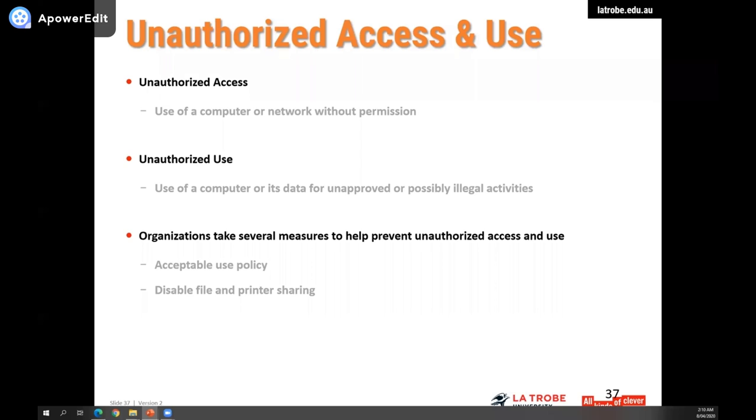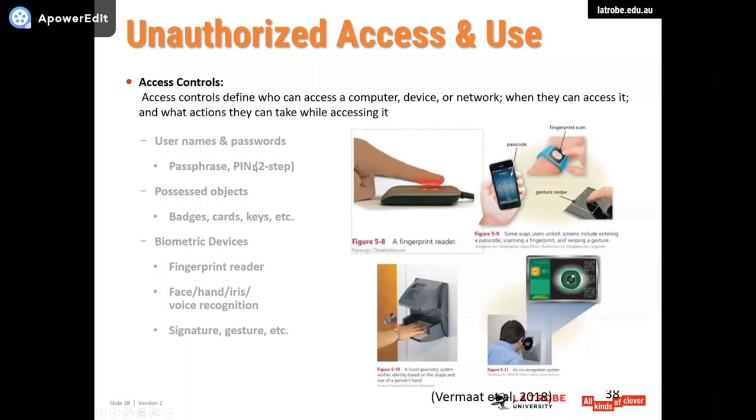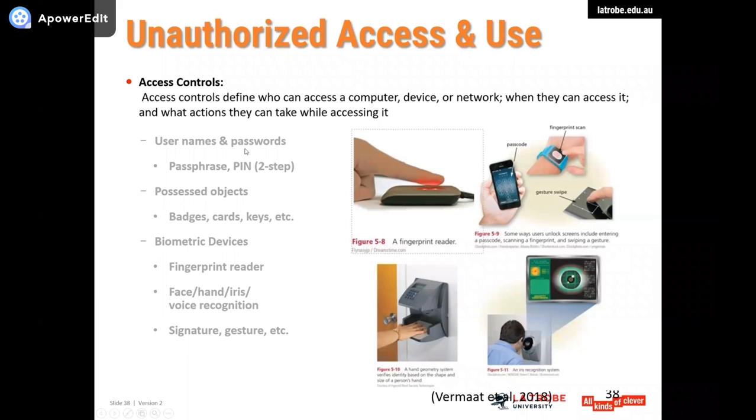Then about access control. The first method is called a possessed object. We can use badges, cards, and keys for access control. The main problem of this method is that the badge, card, and key are not bound to the user. For example, if you lose your key and other people get it, they can have access to the resource. That's the main problem.